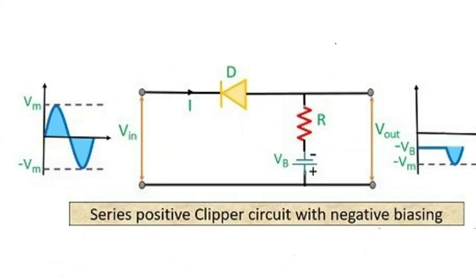Now, series positive clipper circuit with negative bias. This is the positive battery we connected with the diode. Here we have to connect the negative bias, so we give a negative battery to the circuit. How is it negative? The positive terminal is connected with the ground, so it is called a negative battery.